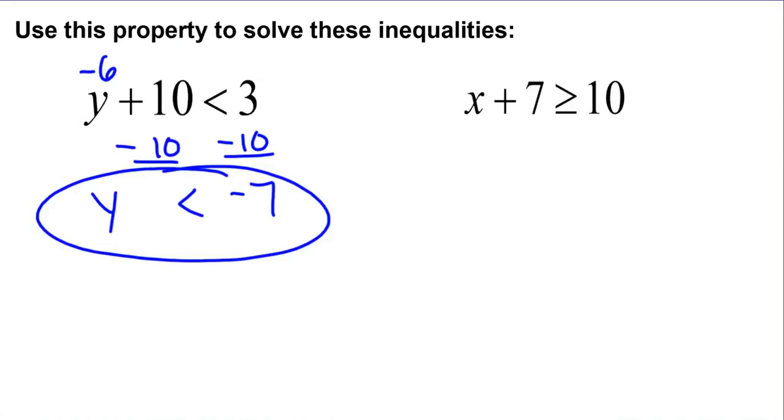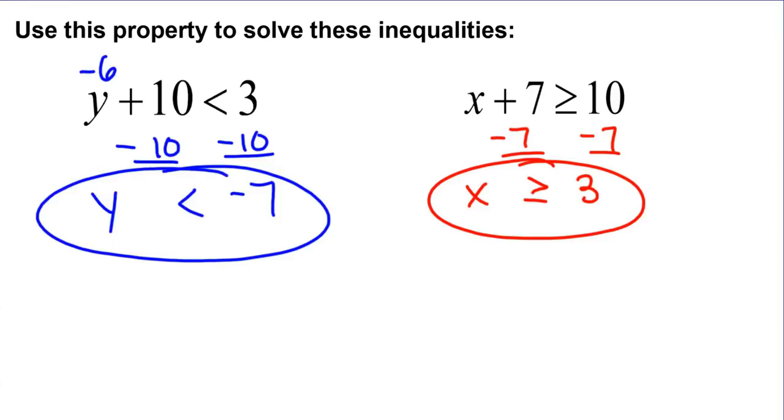Take a look at the next one. x plus 7 is greater than or equal to 10. So to solve this, we're going to get rid of this constant with our variable. We're going to subtract 7 from both sides of this inequality, and x is greater than or equal to 3 is our solution. So anything that is greater than or equal to 3 is a solution. So if I put 3 in this inequality, 3 plus 7 is 10, which makes the inequality true because it can be equal. Or if I pick something bigger than 3, like 4, 4 plus 7 is 11, which is greater than or equal to 10.